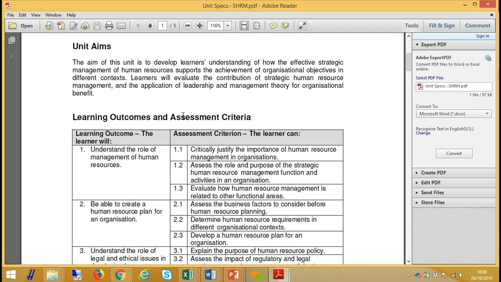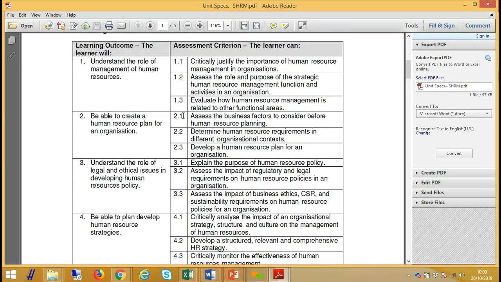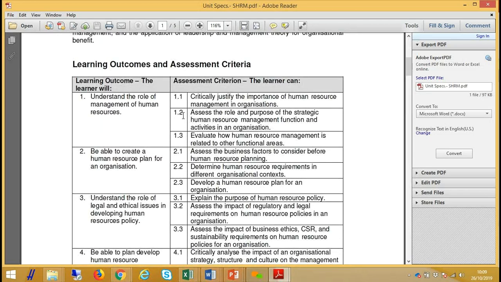We'll be looking at the contribution of strategic HRM and the application of leadership and management theory to benefit the company, the organization. So we have 5 learning outcomes, and we tend to do one lesson on each outcome, right? So today we'll be probably looking at outcome 1, understanding the role of the management of human resources, justifying the importance of HRM, looking at some models of HRM, assessing the role and purpose of HRM in the organization and the related functional areas.